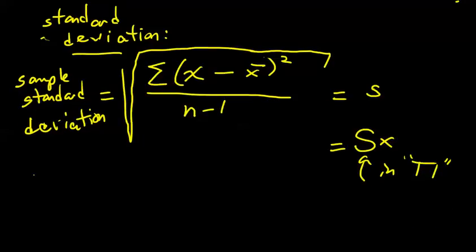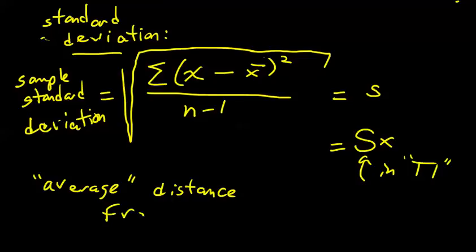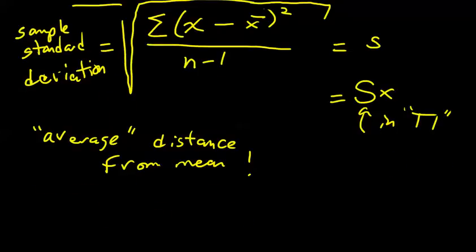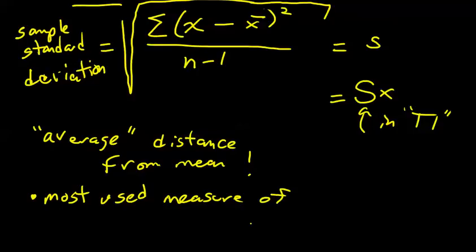Informally, it is an average distance from the mean of any particular data value. And this is probably the most used and informal definition of sample standard deviation. All right, it is by far the most used measure of variation.